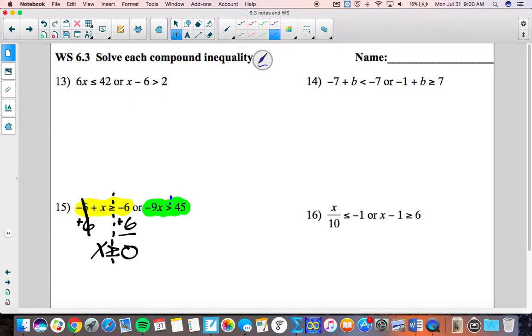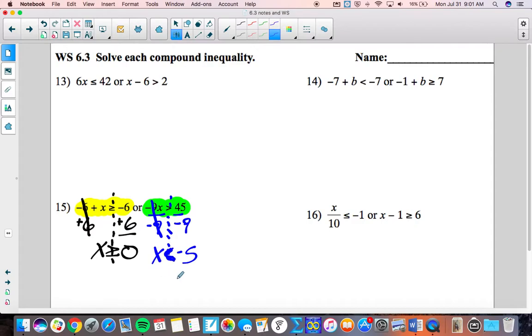Here's x. It's on the left side of this inequality. It's being multiplied by negative 9, so I need to divide by negative 9. Ooh, but what's the deal here? We get x, we get negative 5. We need to switch the direction of the inequality.